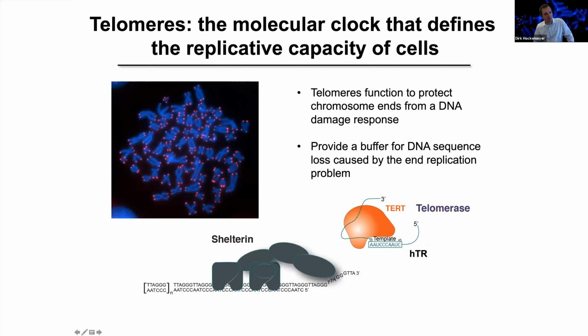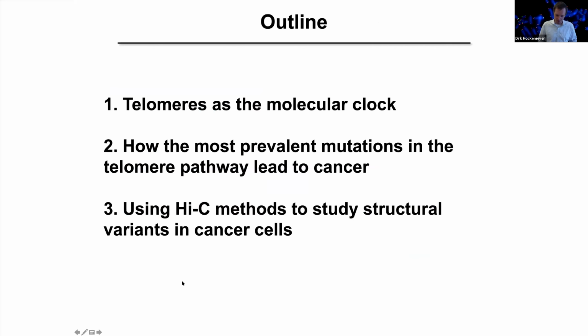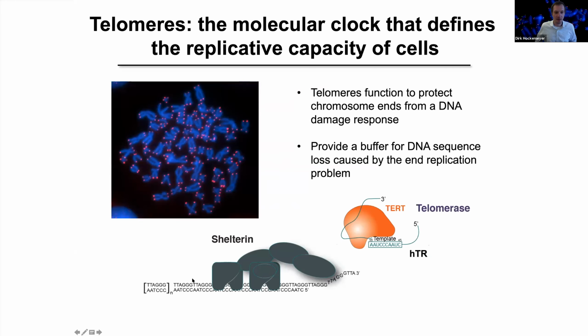So this is another FISH image of telomeres, which are the linear ends of chromosomes. They are comprised of TTAGGG repeats. These repeats are bound by a protein complex that is referred to as the shelterin complex that has 6 protein members. And these buffer sequences at the end of chromosomes have 2 main functions in cells.